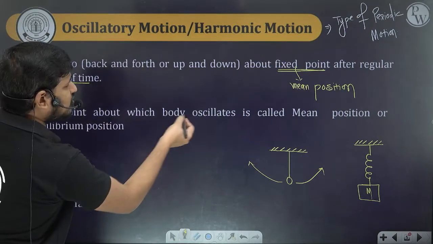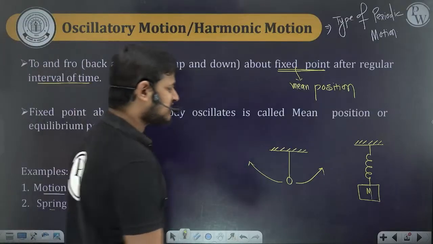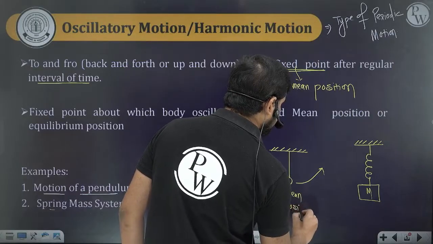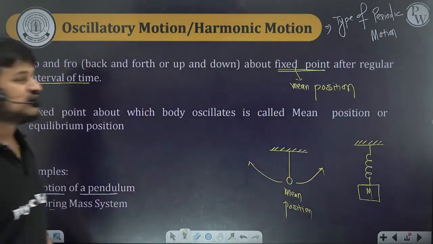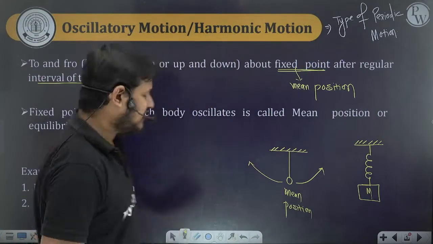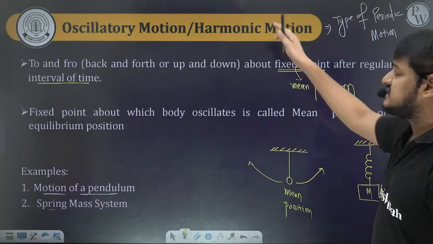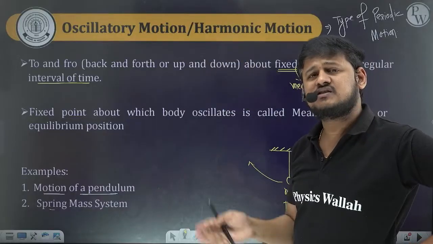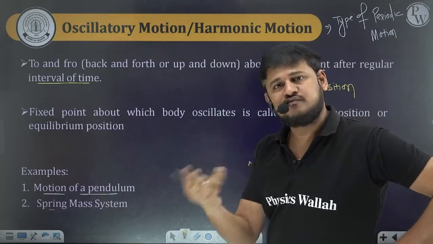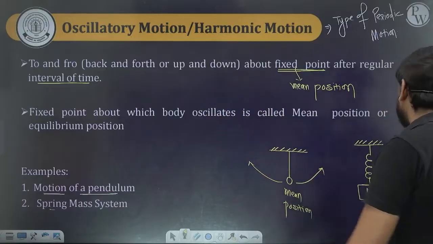The fixed point about which a body oscillates is called the mean position or the equilibrium position. What are examples of oscillatory or harmonic motion? A simple spring mass system and the motion of a pendulum. Clear? Understood? So is oscillatory motion different from periodic motion? It's a part of periodic motion. In periodic motion, the to and fro and back and forth motions are called oscillatory or harmonic motion.